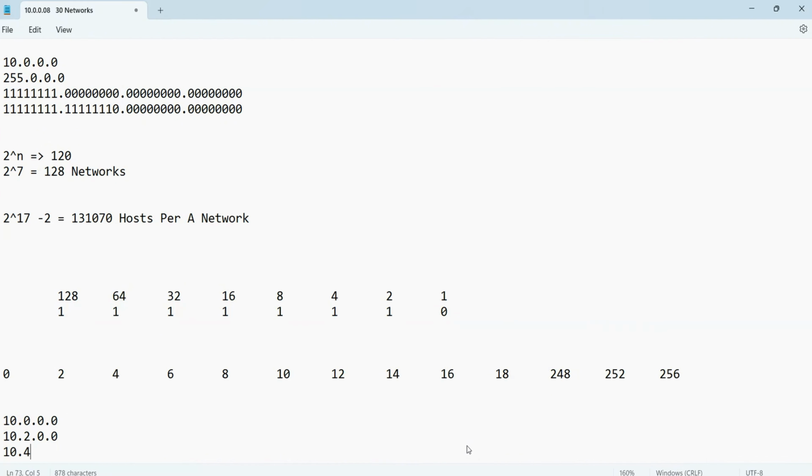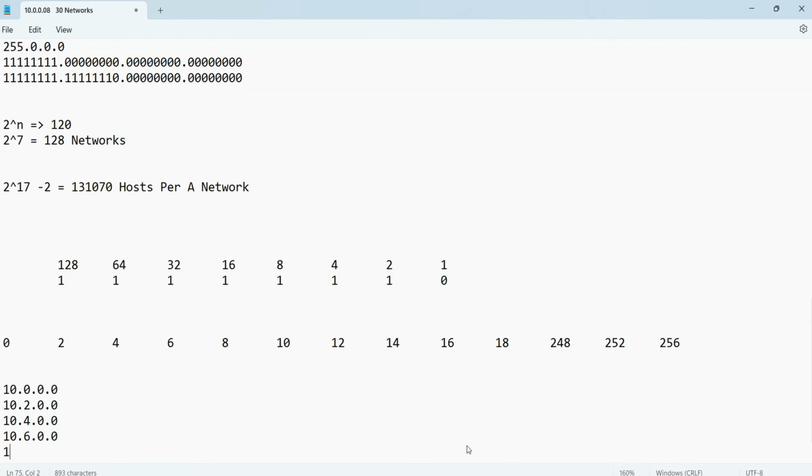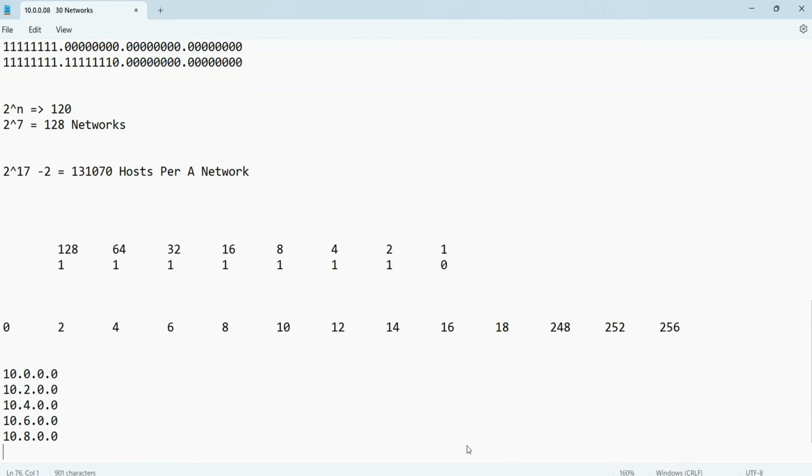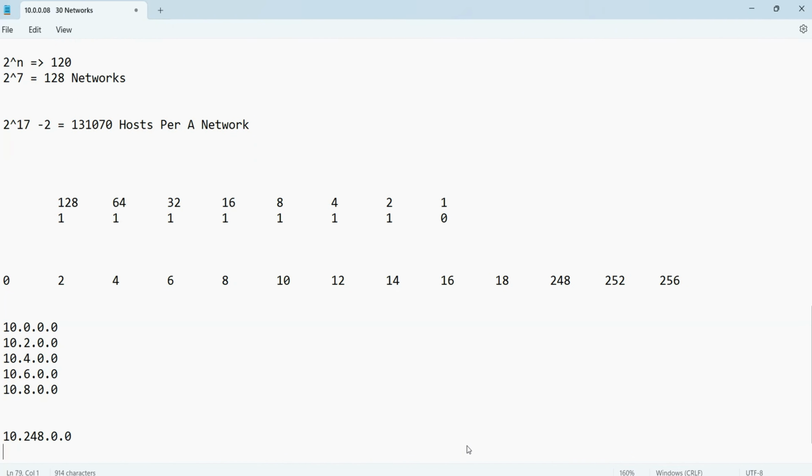Then 10 dot what? 4 dot 0 dot 0. Then 10 dot what? 6 dot 0 dot 0. Then 10 dot what? 8 dot 0 dot 0. Then it is eventually going to be 10 dot what? 248 dot 0 dot 0. Then 10 dot what? 252 dot 0 dot 0. Just like that. Okay, so let's focus on this one over here.